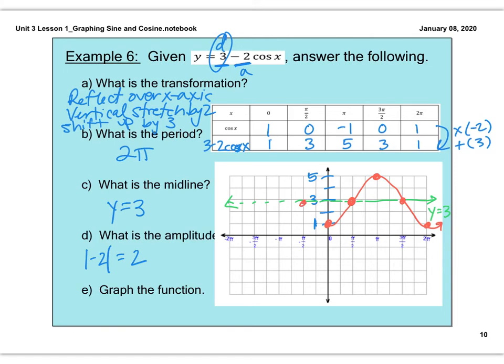Go ahead and fill in the other side of the graph, and you'll see 2 cycles, or you'll see the graph over a period of 4 pi.